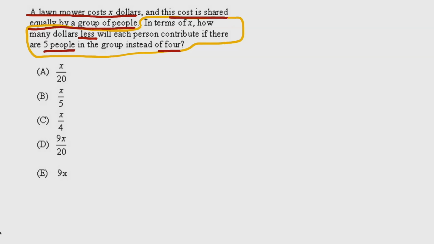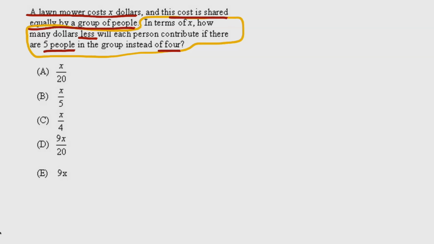So this brings us to a couple of tricks that the question is throwing at you. The first one is the word I just underlined, less. A lot of people won't notice that. They'll do the problem out and not notice that it says less. They'll see one of the answers that they used while solving the problem and choose that answer really quickly. So we're going to make sure that we are finding out how many dollars less each person contributes when there's a group of 5 people versus a group of 4 people.